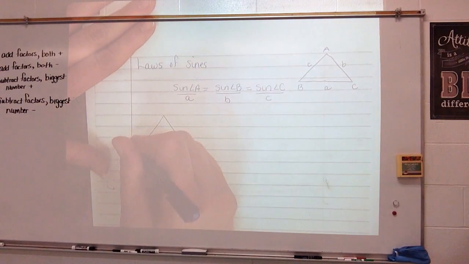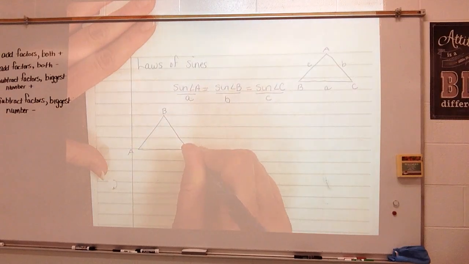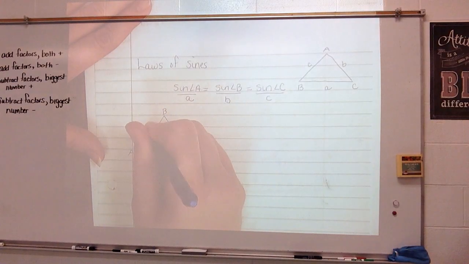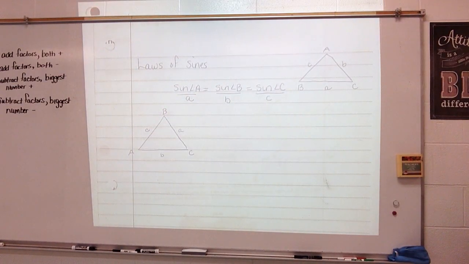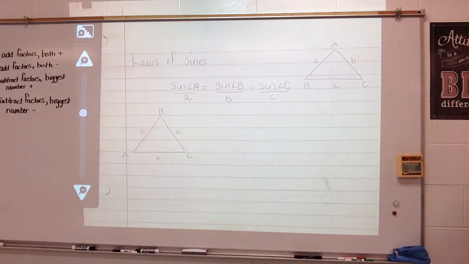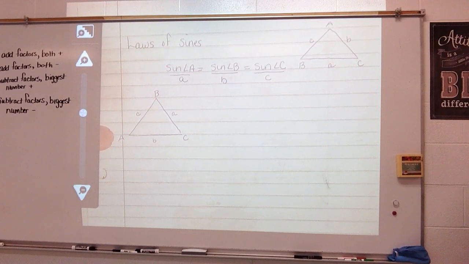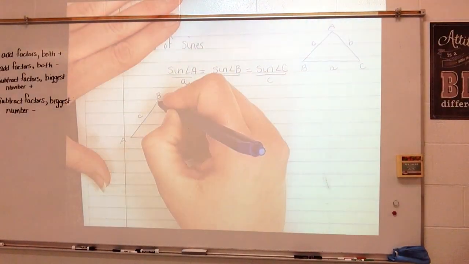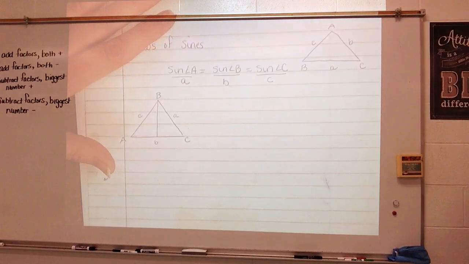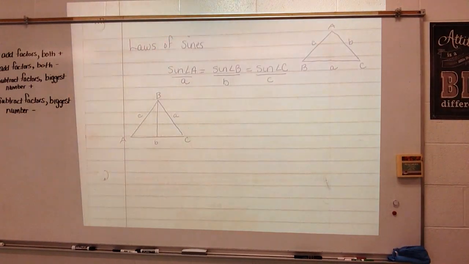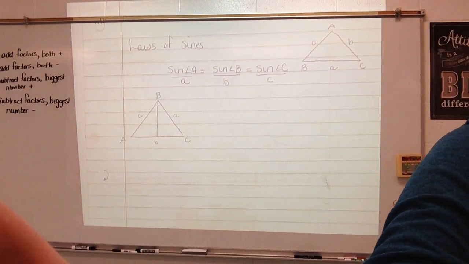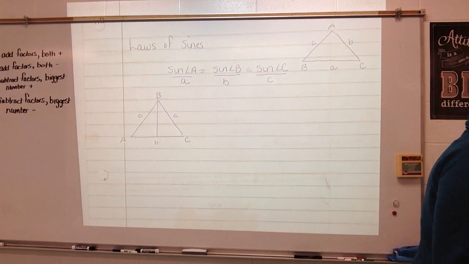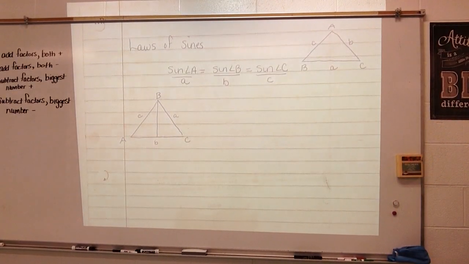So let's consider triangle ABC. I'm going to label the sides opposite it with the lowercase letters. This triangle is going to have an altitude from angle B to AC. Since we know we have an altitude, then we know that we form right angles at the bottom.